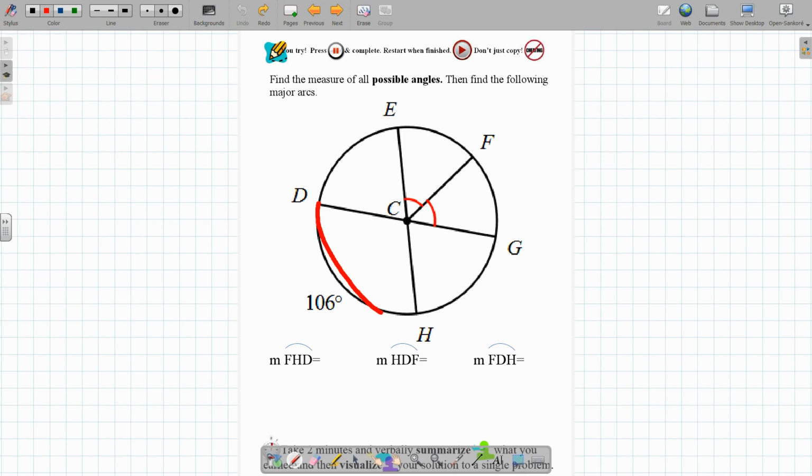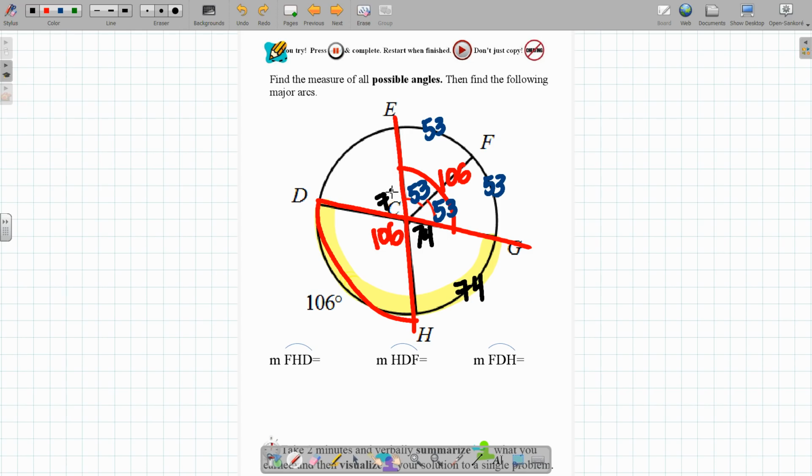If this is 106, that means this is 106. I see straight lines here, which means this is 106. Split in half, 53, 53. 106 away from 180. That means this edge is 74, 74, 74, 74. Now that I have all the basic arcs and angles, now I'm going to do the major arcs.